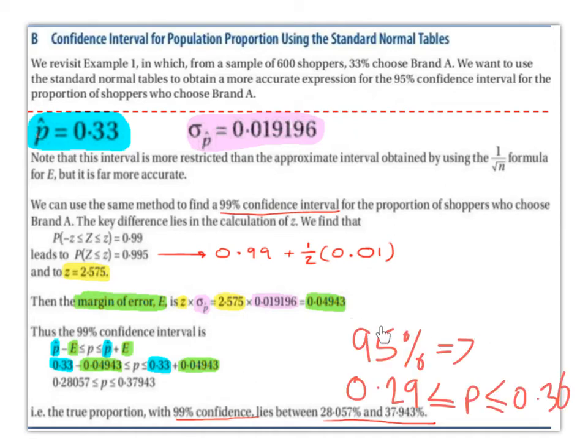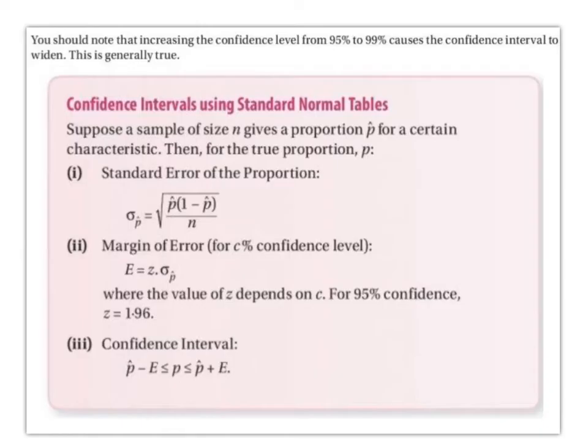So in the previous slide for 95% confidence interval, we got P to be between 0.29 approximately and 0.36. So we notice that as our confidence level increases, our interval widens. You should note that increasing the confidence level from 95% to 99% causes the confidence interval to widen. This is generally true.